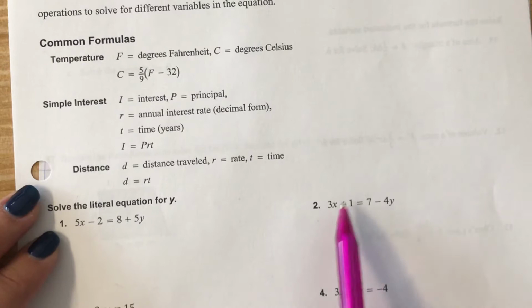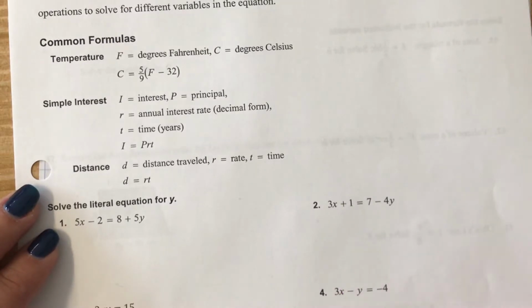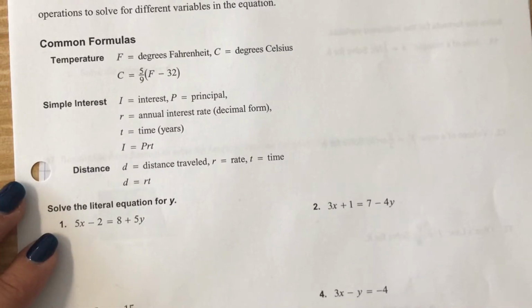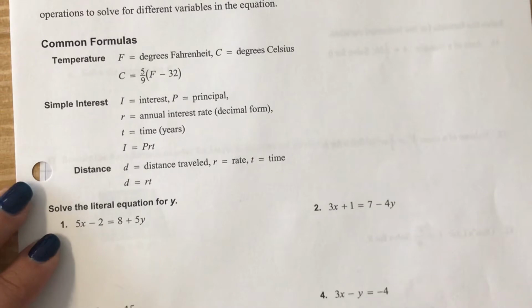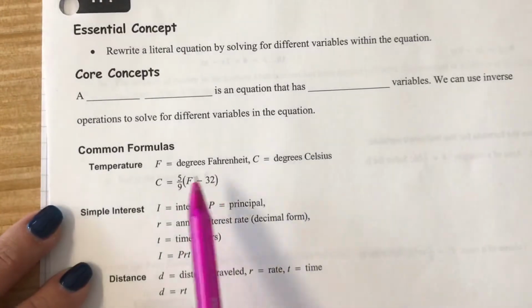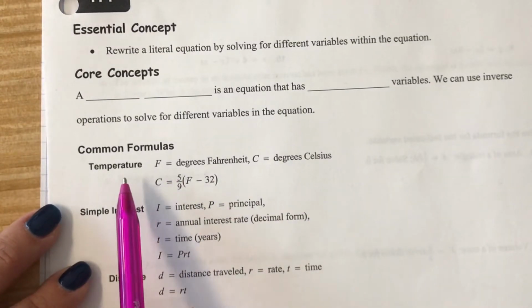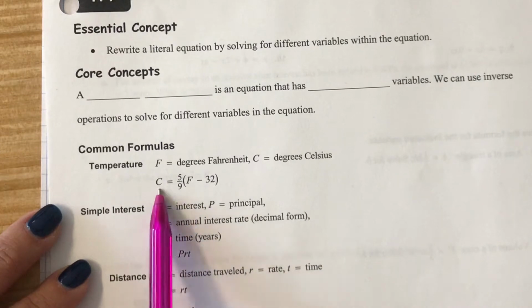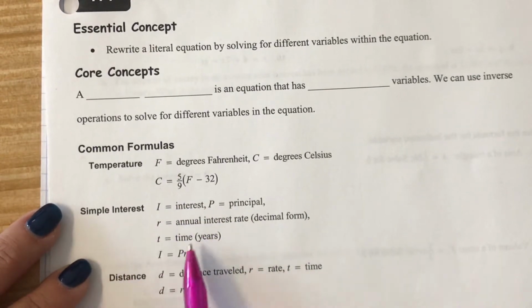The most common time you see this is, for example, in formulas. The distance formula is R times T, or the formula for all kinds of science formulas, mathematical formulas. You have a couple of examples here. The formula for converting temperature has Celsius and Fahrenheit in it. Simple interest has multiple variables: the principal, the rate, the time.